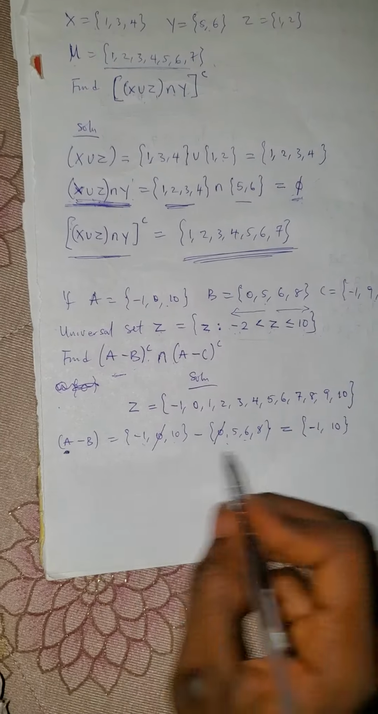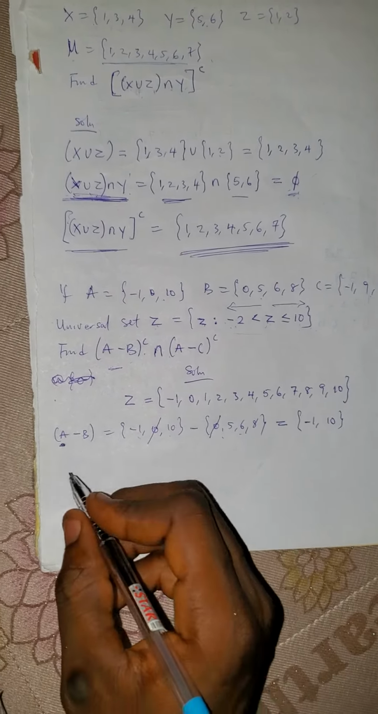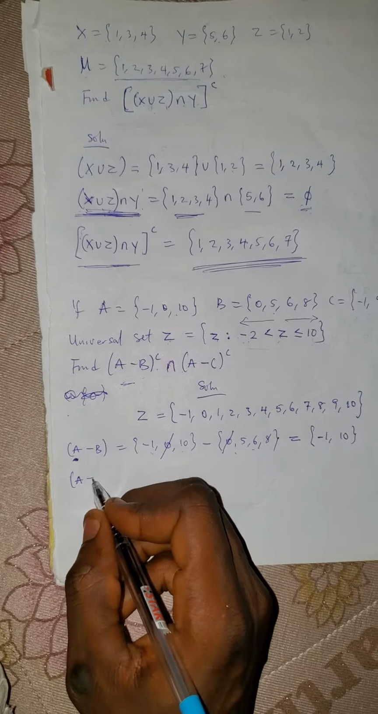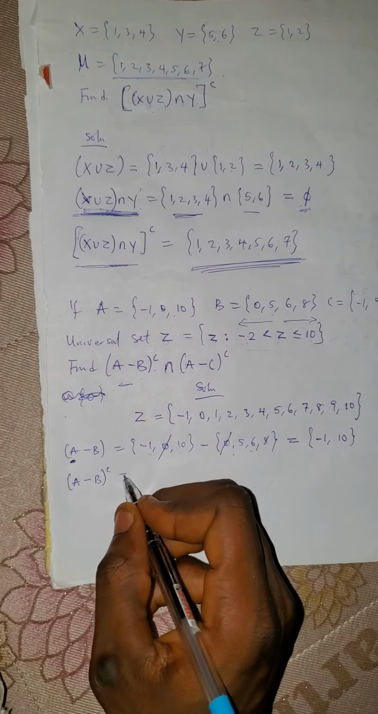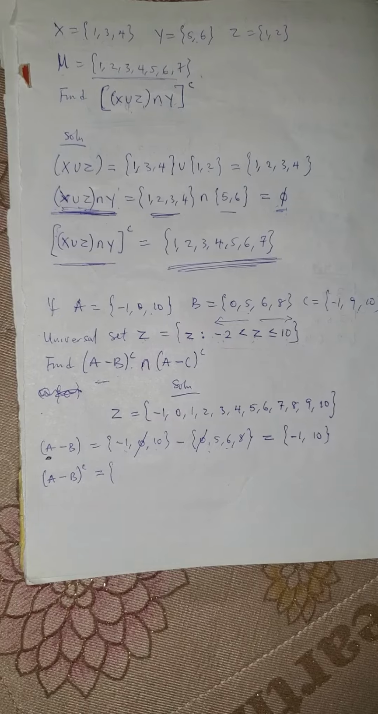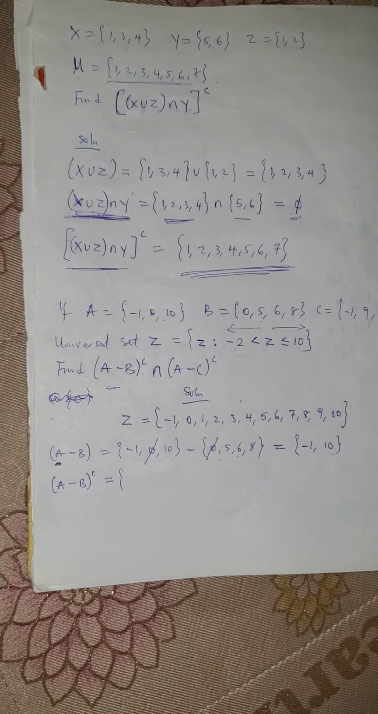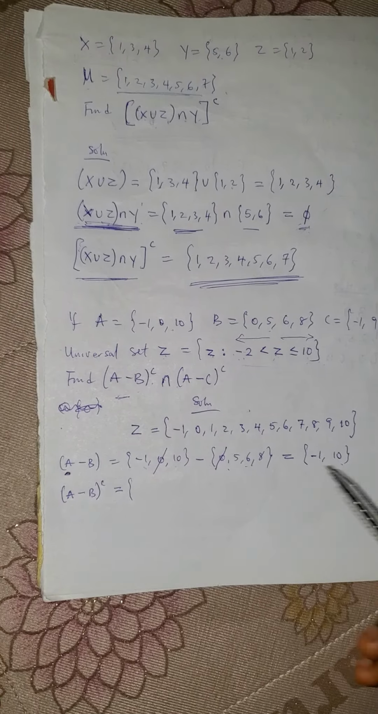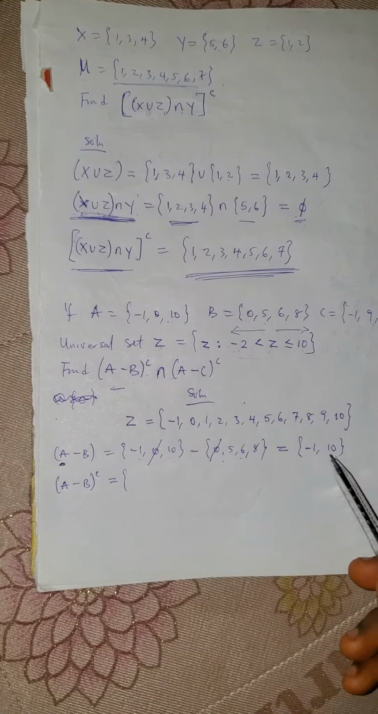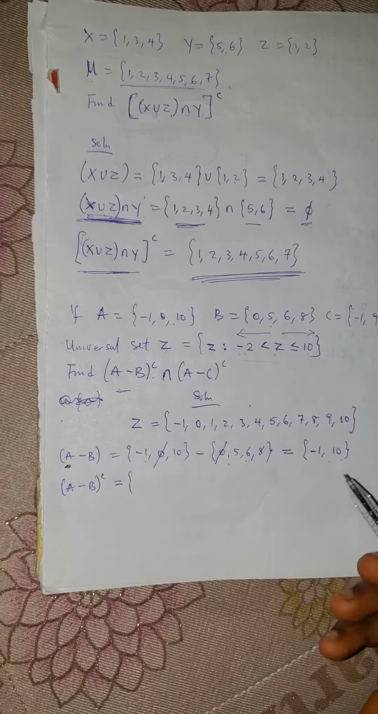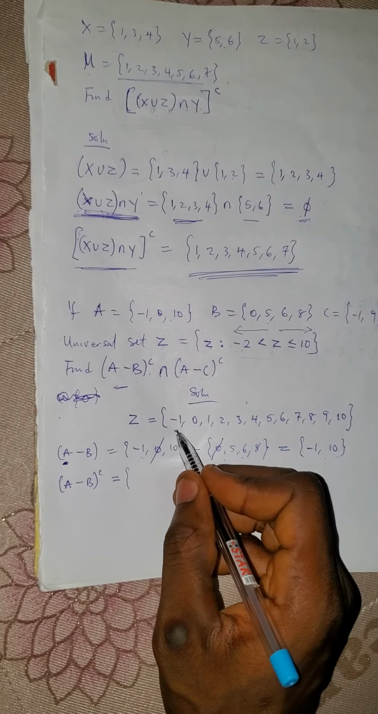Now, we've gotten A minus B to be {-1, 10}. What is now A minus B complement? A minus B complement means the elements in the universal set that are not in A minus B. Now we check the elements in the universal set that are not in A minus B. So just remove the elements they have in common.